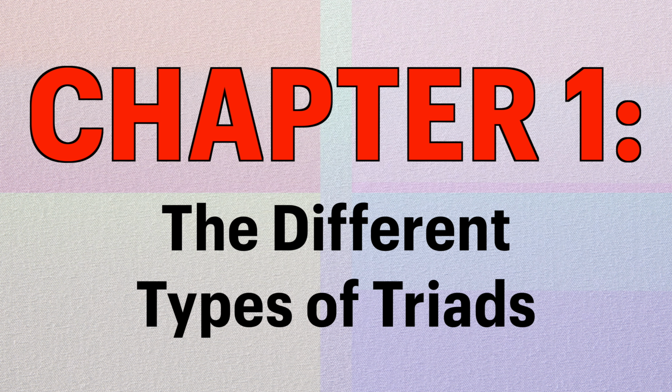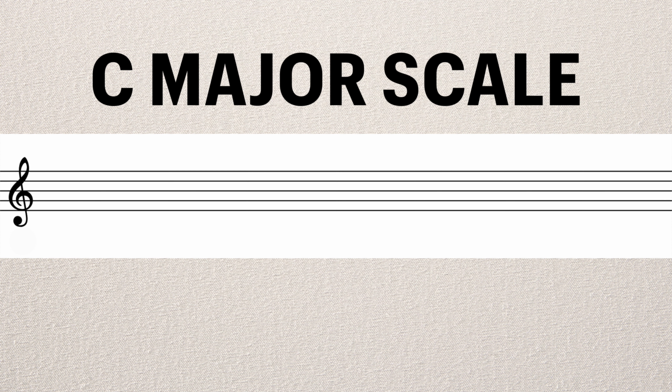Like a lot of my theory videos, let's begin with the C major scale. C major is only natural notes, meaning there are no sharps or flats. The notes are C, D, E, F, G, A, B.